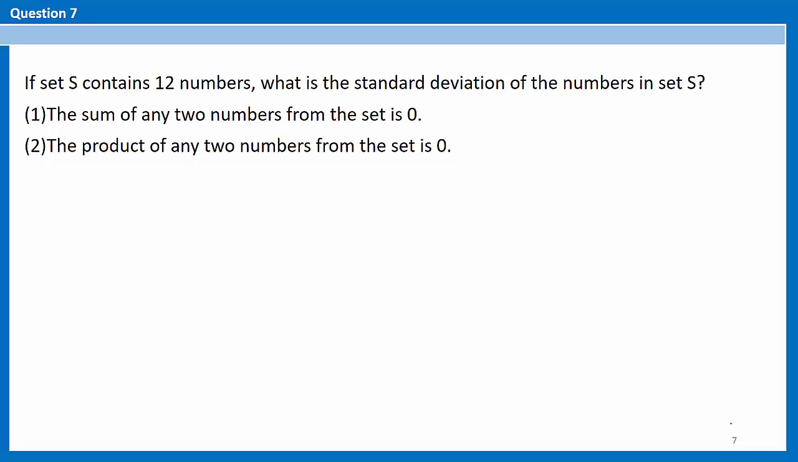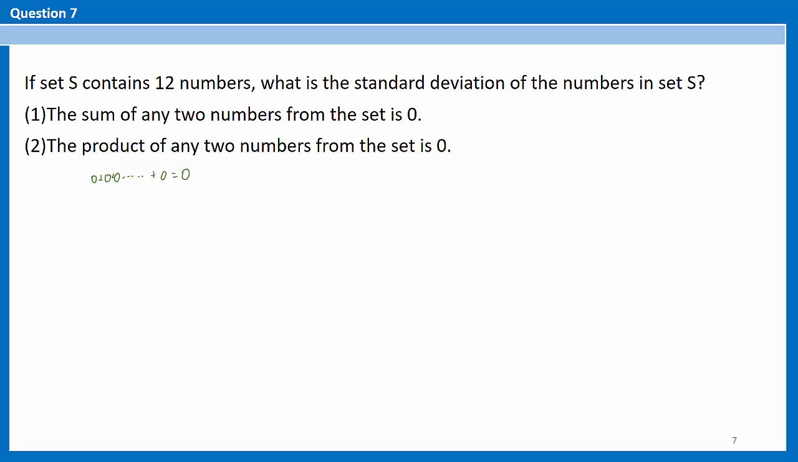Okay. If set S contains 12 numbers, what is the standard deviation of the numbers in set S? Statement number 1 says, the sum of any two numbers from set S is 0. Well, you can say all the numbers must be 0, because the sum is 0. 0 plus 0 plus 0 plus 0 is 0.